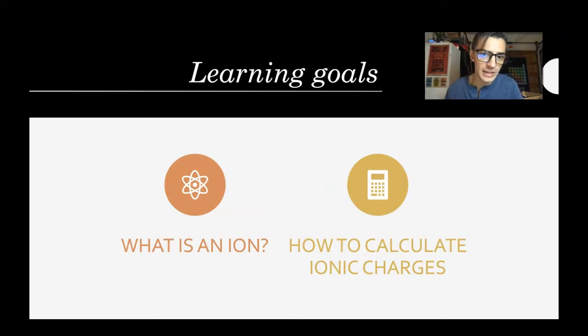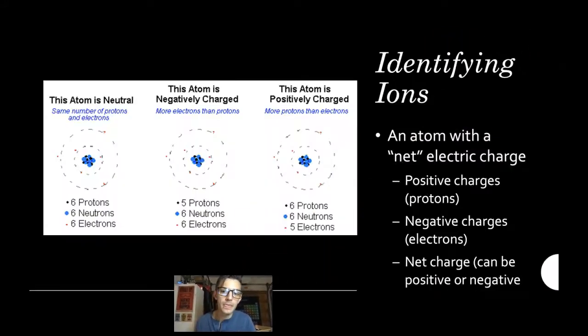So we're going to learn today what an ion actually is and then how to calculate ionic charges. So the first thing is that we need to be able to identify an ion. An ion is basically an atom that still has an overall charge on it, a net charge. The word net basically just means that if you take the positives and you subtract the negatives, you're going to be left over with some value.